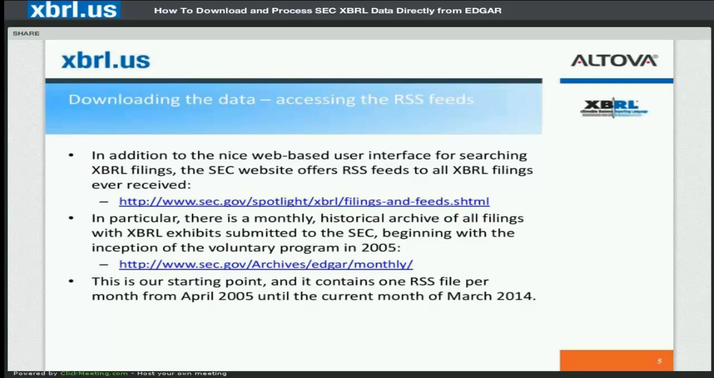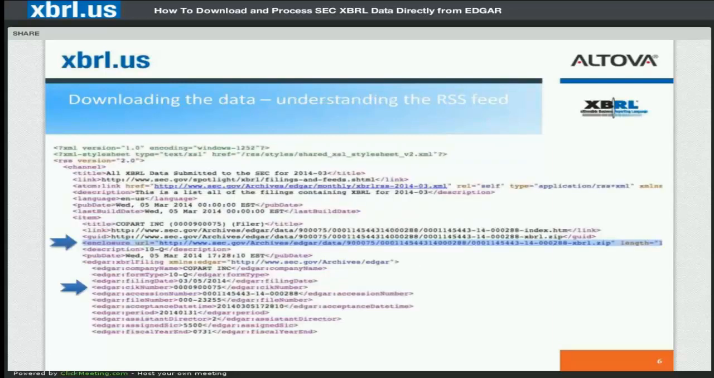You have some links on your screen that point to those web pages that have all these RSS feeds. In particular, there's a historical archive of all the filings with all the XBRL exhibits that have been submitted to the SEC since the inception of the voluntary program in 2005. And this monthly archive is our starting point. There's one RSS file per month from April 2005 until the current month of March 2014.